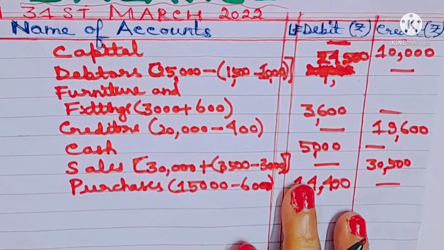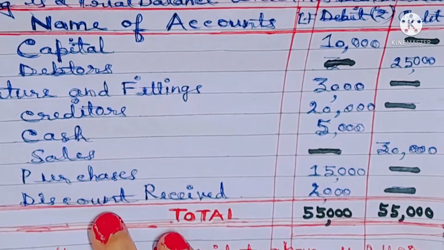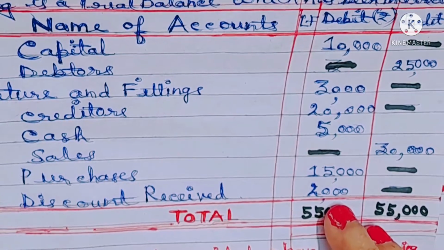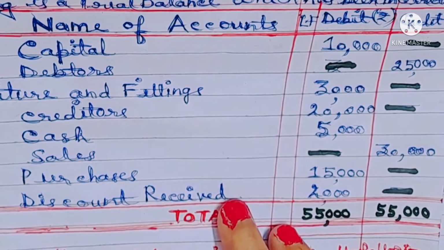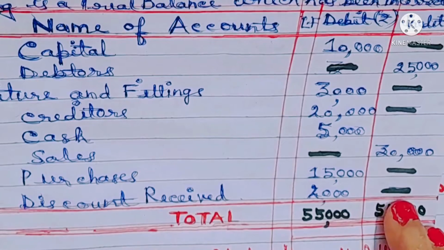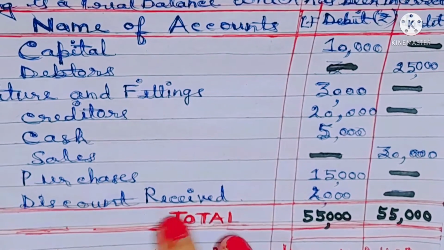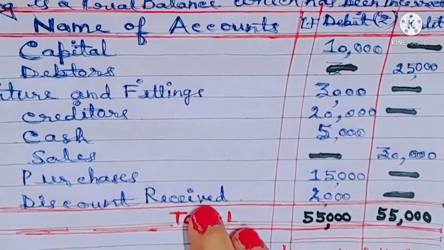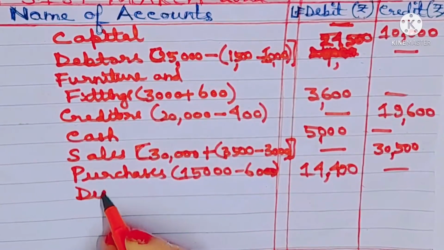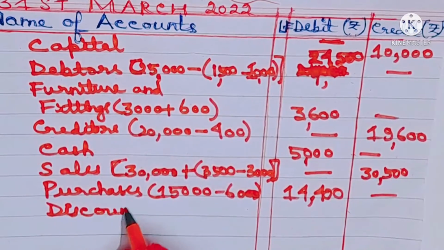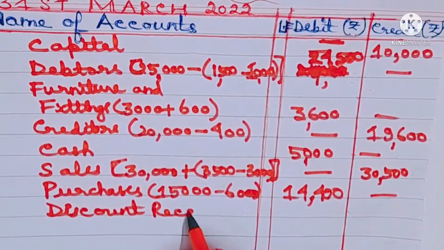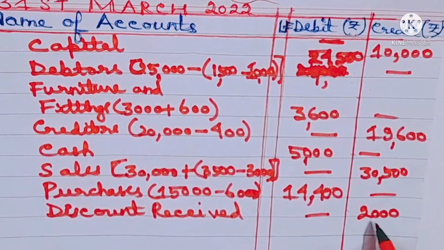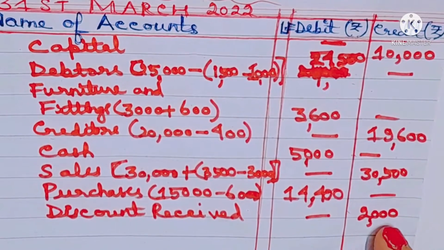Let's see the last account. The last account is discount received, which has been wrongly written in the debit column, because discount received has a credit balance and it should have been written in the credit column. So let's rectify and straight away write discount received in the credit column, because there is no adjustment for discount received. Discount received 2000. Discount received has a credit balance, and that is the reason we have written 2000 in the credit column.